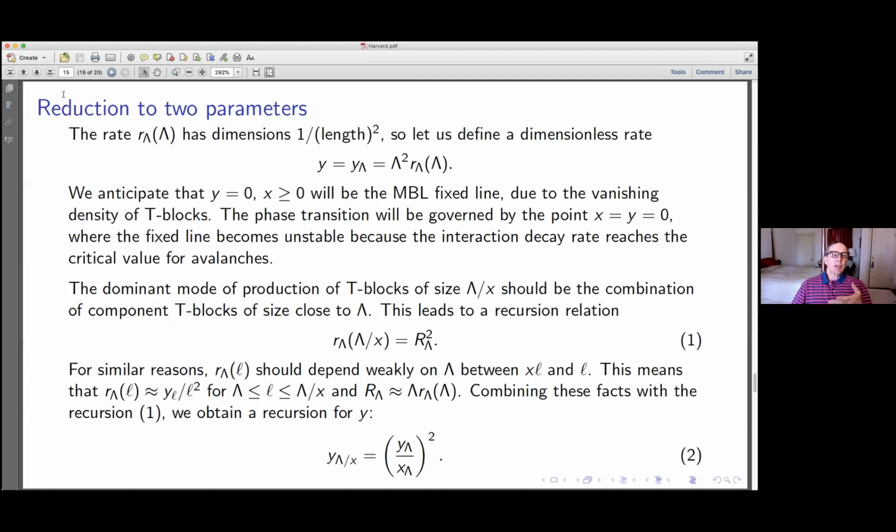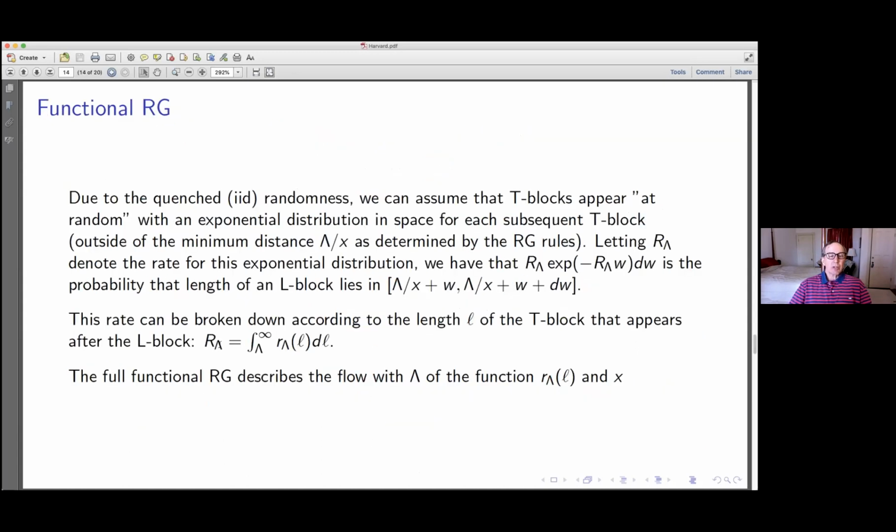So anyway, to get to the notion of the critical behavior, we need to make a further reduction from the functional renormalization group to the two relevant parameters in the problem. We already know that one of the parameters is going to be this parameter x, this decay rate. We want to have the other one relate to the density, so we take this rate r lambda of lambda, which has dimensions 1 over length squared, because r of course is a rate, so that's dimensions 1 over length. There's another integration here, so little r has dimensions 1 over length squared.